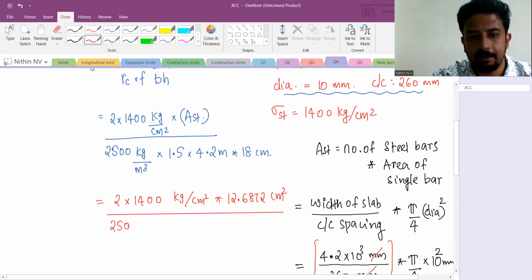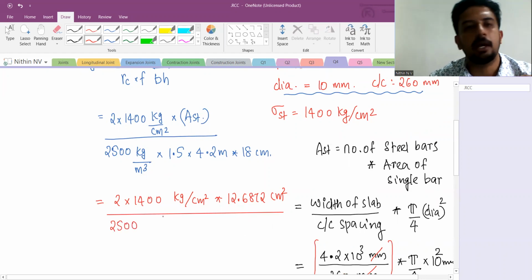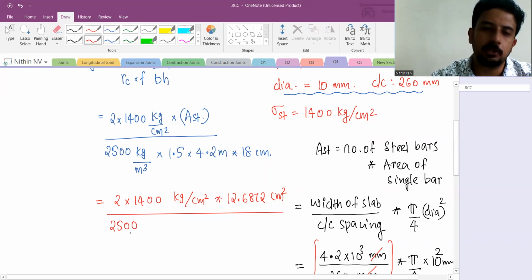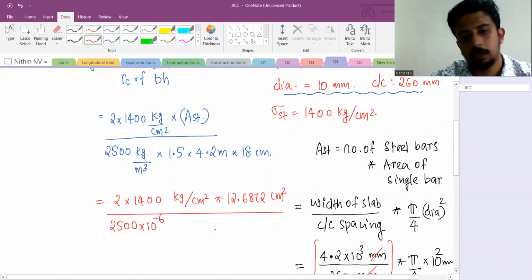Now 2500. It's in kilogram, but it's per meter cube. I want to change into centimeter cube. Right? In 1 meter cube, it is 2500. Then in 1 centimeter cube, how much will it be? Divide by 10 raised to 6. So I can write into 10 raised to minus 6. While going up, it will be into 10 raised to minus 6. So that much kilogram per centimeter cube.